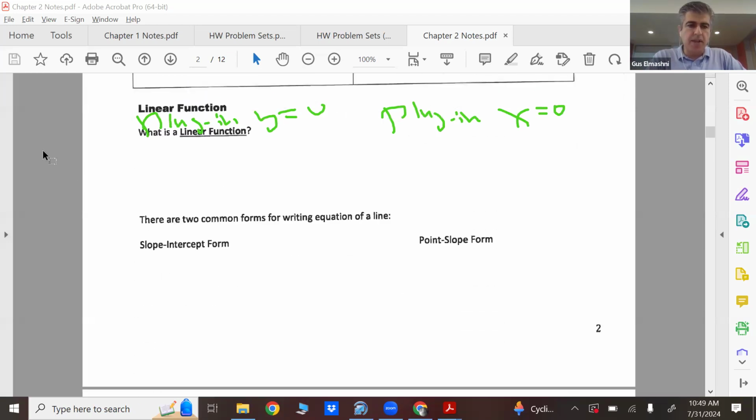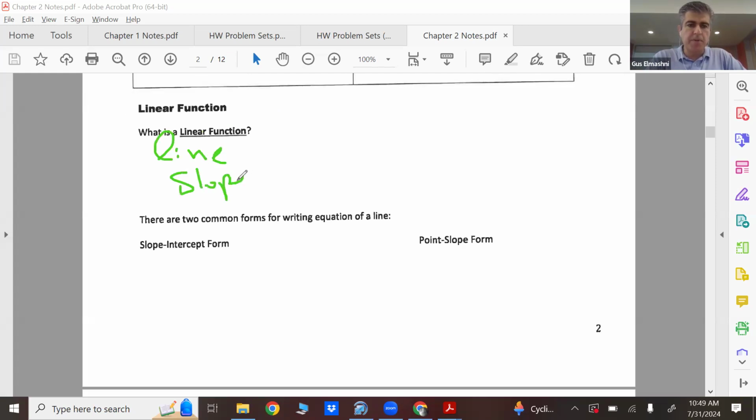Linear function is just a line. And we'll have discussions about slope and y-intercept. Slope is a rate of change, or the change in y over the change in x. So that's when you have a consistent change between those two values. That's what makes it a line. And different forms, y equals mx plus b.